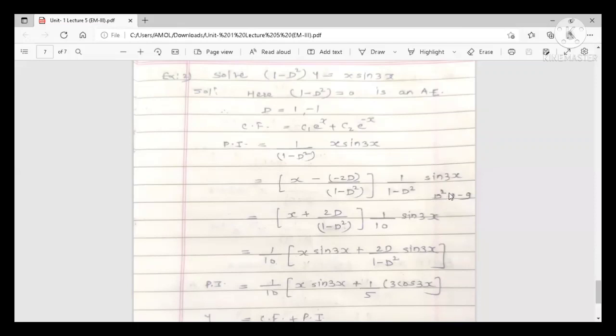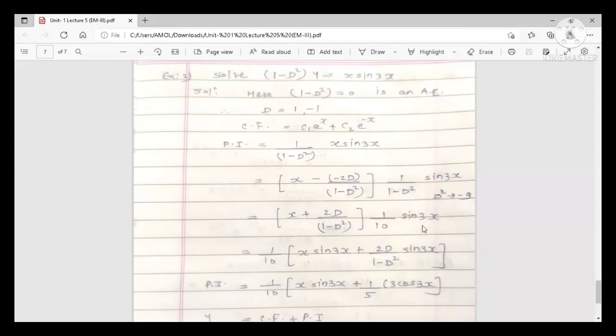How to solve this term of sine 3x? You use the case 2 formula, when there is a trigonometric function, and in that case we replace the term of D square by minus a square. So here the value of a is 3, so its square is 9. So replace D square by minus 9. And so the term is 1 minus of minus 9, which means 1 plus 9 is 10, into sine 3x. Now this 1 upon 10 is a constant term, so you write that constant term outside the bracket. You solve this bracket term for sine 3x.